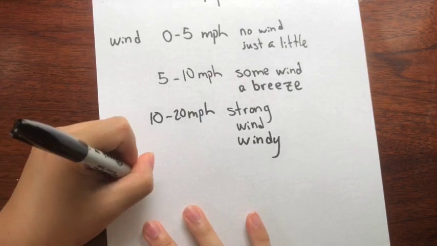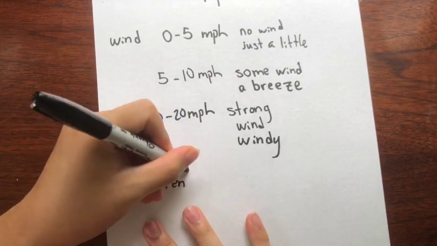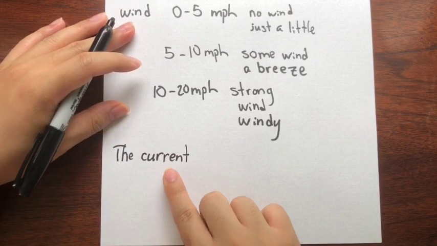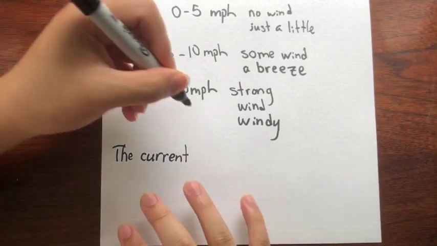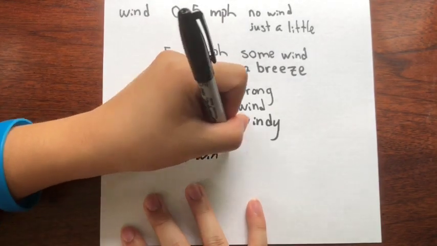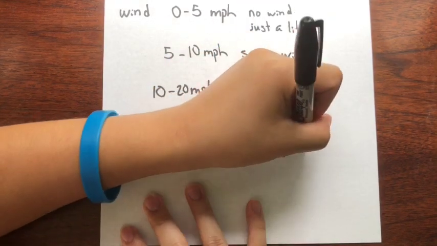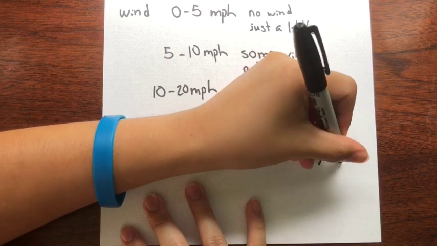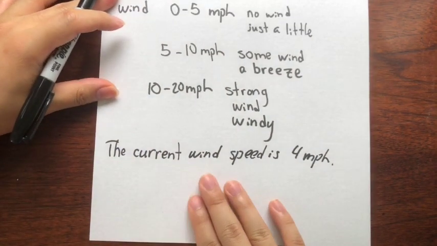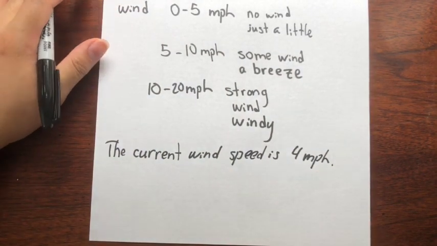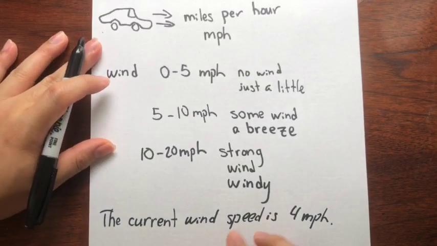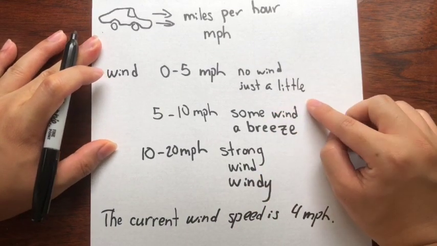So right now, the current wind speed, remember, current is another way to say right now, the current wind speed is 4 miles per hour. The current wind speed is 4 miles per hour. So that means there's no wind or just a little wind today.